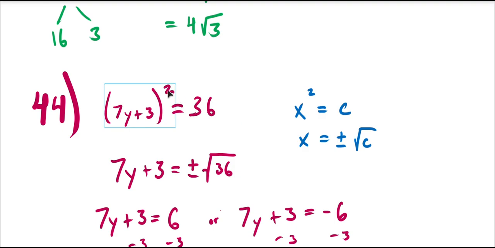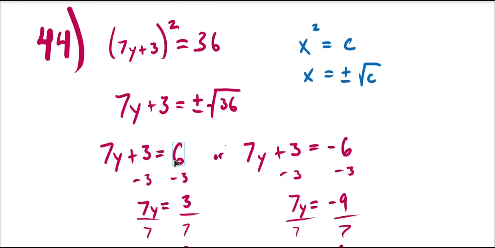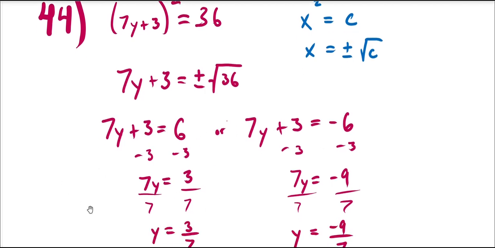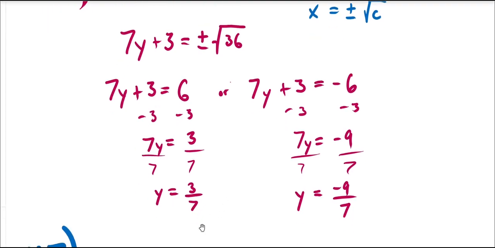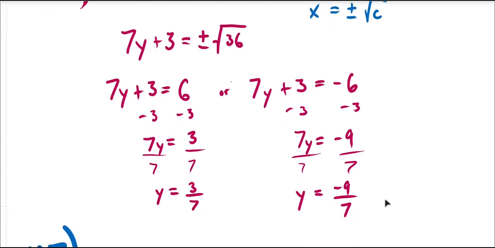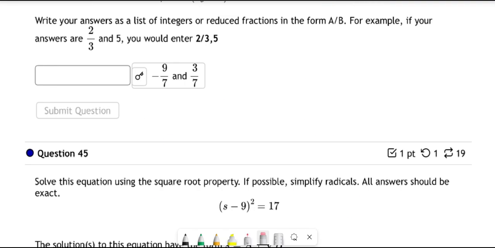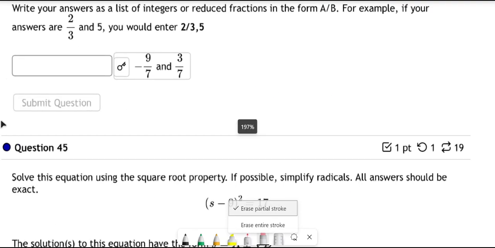So when I take the square root of both sides here, I get a plus and minus I need to pay attention to, times also the square root of 36. The square root of 36 is 6, so my two equations here should read 7y plus 3 is equal to 6, and 7y plus 3 is equal to negative 6. Subtracting 3 from both sides, dividing by 7, we wind up with 3 over 7 and negative 9 over 7, as shown. Okay, let's go to question 45, 3/4 of the way there.